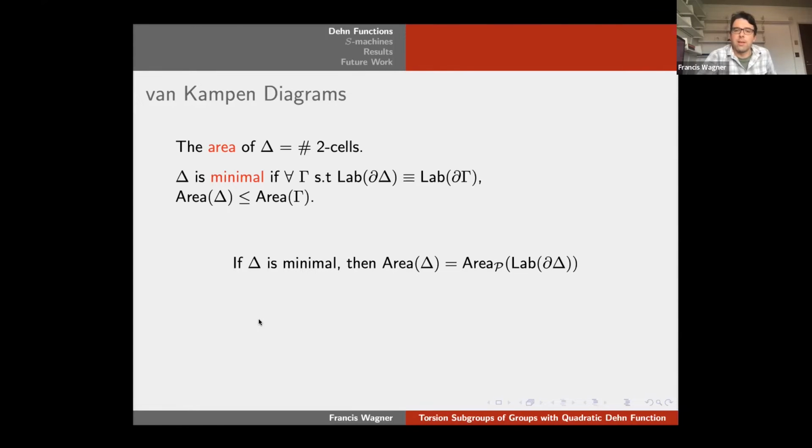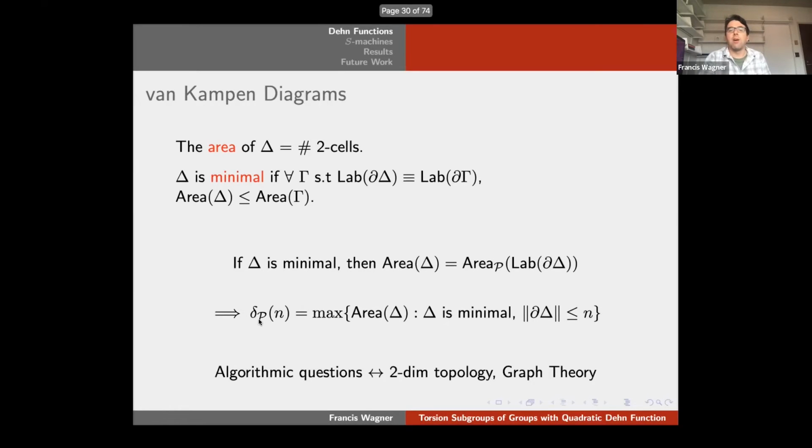All right, so why would that be useful? Well, it gives us a different characterization of the Dehn function. Now the Dehn function, instead of being this algorithmic thing, is the maximal area of a minimal Van Kampen diagram whose perimeter is at most the input. Okay, so that allows us to take algorithmic questions and treat them more with two-dimensional topology and graph theory.